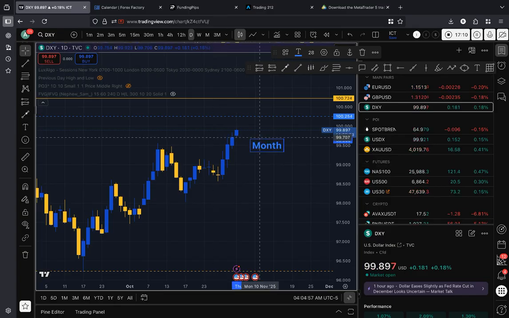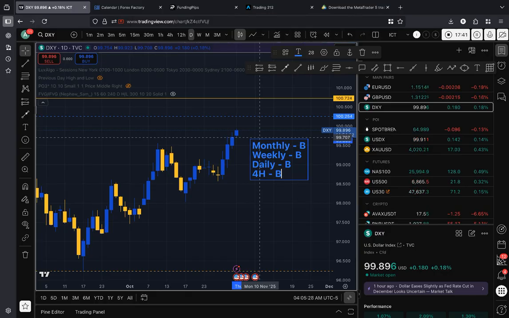Take monthly. Where do you expect monthly to go? Let's say bullish. Weekly, what do you expect the market to do? You expect the market to buy. All right. So weekly, what do you expect the weekly to do? You expect the weekly to buy. Daily, what do you expect daily to do? Let's say we expect the daily to buy as well. Right? You come to 4 hour. What are you expecting the 4 hour to do? It's going to buy.